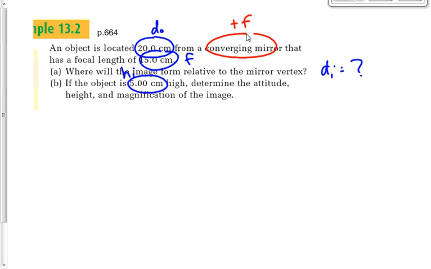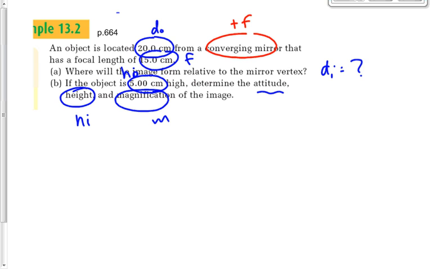We want to find the image height. Sorry, this is HO, the object height. We want to find HI, the image height. We want to find M, the magnification. And the attitude just means is it right side up or upside down, so there's no number to find there. There are lots of givens and lots of unknowns.